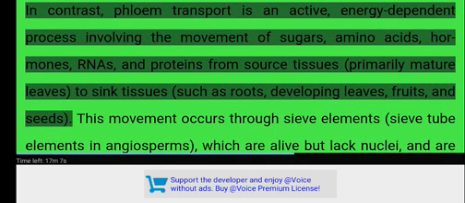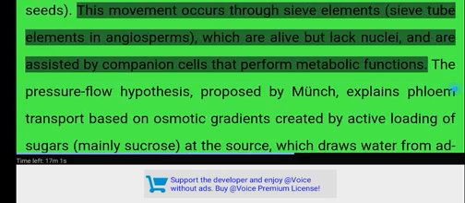In contrast, phloem transport is an active, energy-dependent process involving the movement of sugars, amino acids, hormones, RNAs, and proteins from source tissues, primarily mature leaves, to sink tissues such as roots, developing leaves, fruits, and seeds. This movement occurs through sieve elements, or sieve tube elements in angiosperms, which are alive but lack nuclei, and are assisted by companion cells that perform metabolic functions.